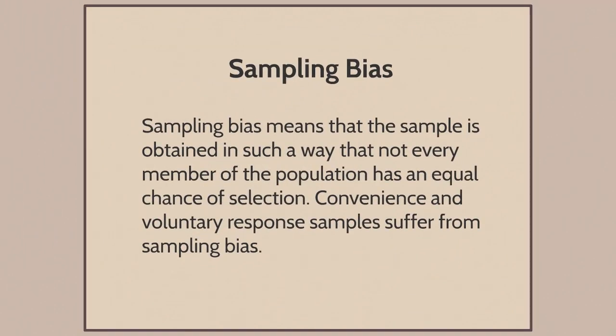Sampling bias means the sample is obtained in such a way that not every member of the population has an equal chance of selection, and therefore we can end up with bias because we don't have good representation of the accessible population. And we ultimately want to answer questions for the target population. This is not a good place to start. Convenience and voluntary response samples both suffer from sampling bias.